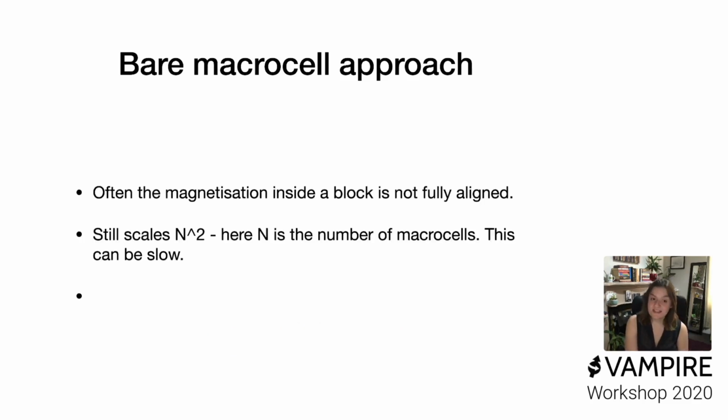So the problems with this are that often the magnetization inside a block is not fully aligned. It also still scales with n squared, where n is now the number of macrocells and not the number of atoms. So this means that it is way faster than the atomistic approach, but it still scales very badly with large numbers of cells.